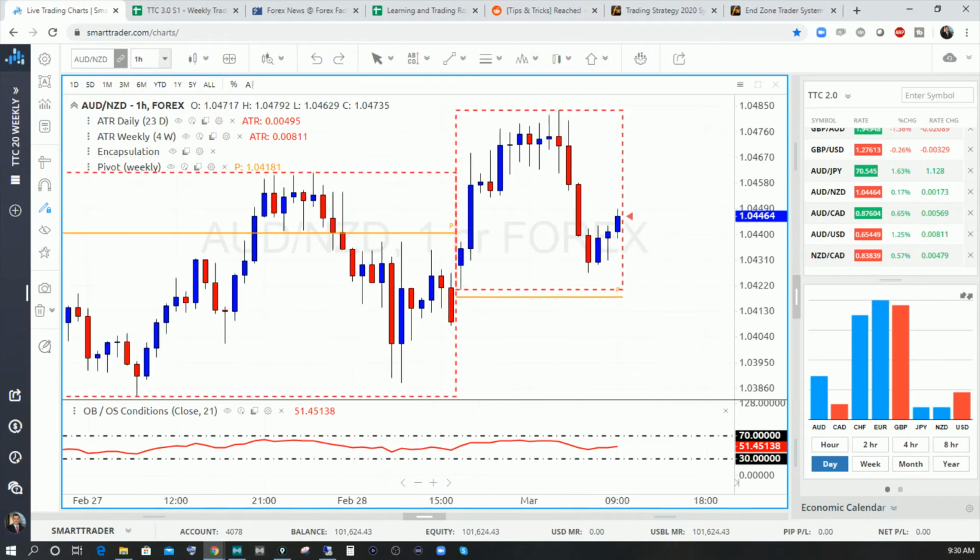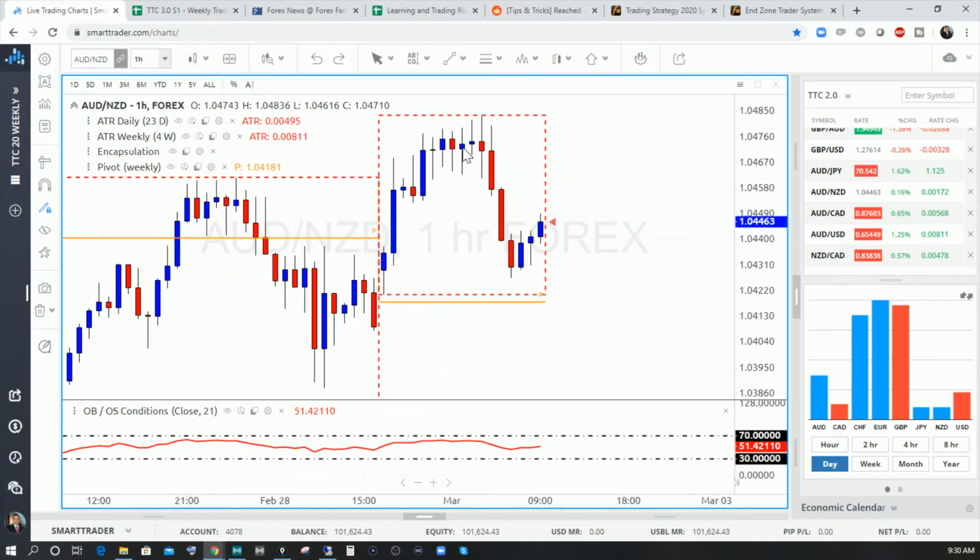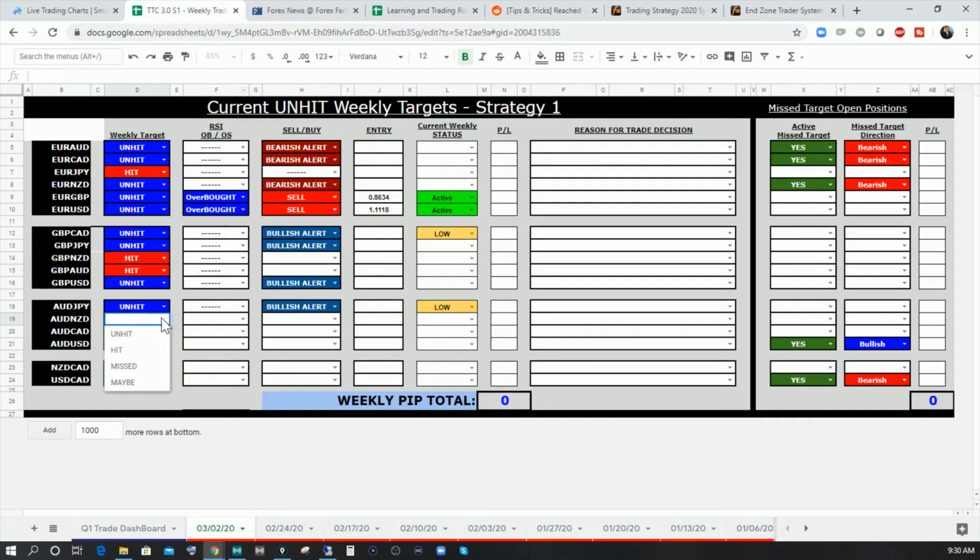And jumping into this one right here, we see that we have an unhit target. No price has been picked up yet. We're going to call this a low probability trading opportunity this week as well. This is going to be looking for, I believe a bullish, yep, a bearish, my bad, bearish alert. I'm going to call a low probability as well this week.